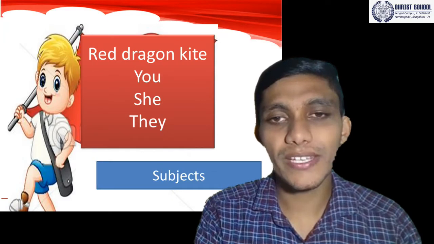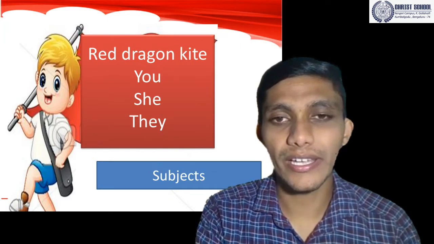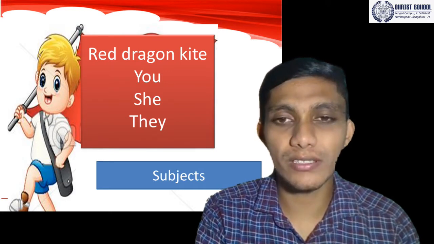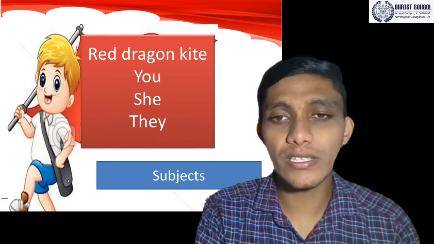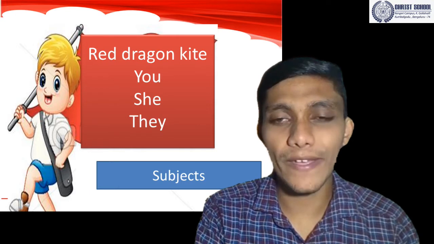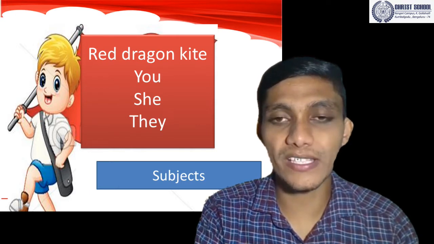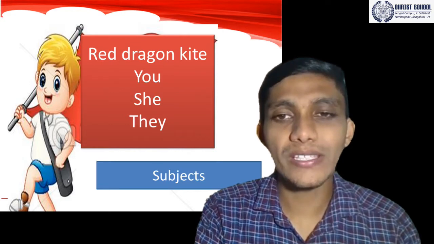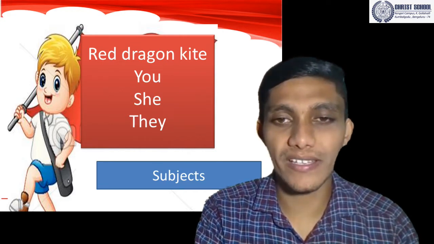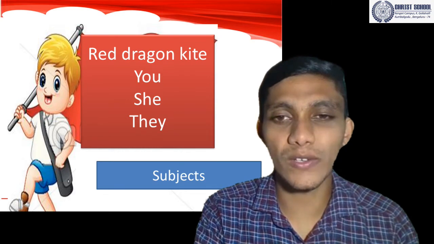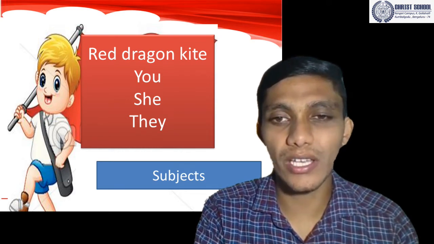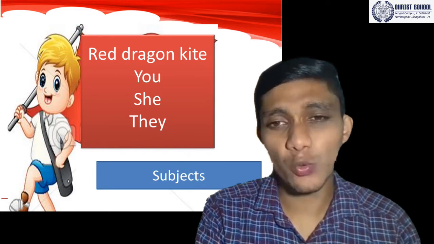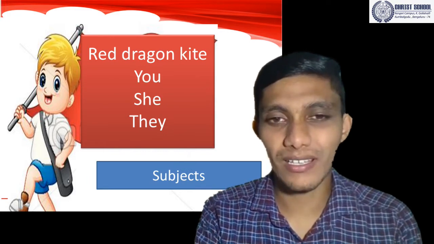Dear students, you can see a picture here in the slide with a few words. As you read the words, tell me whether those words make sense to you. No. No is your answer. It doesn't make sense because you can see only a few words there, like red dragon kite, you, she and they. So these words are called subjects.